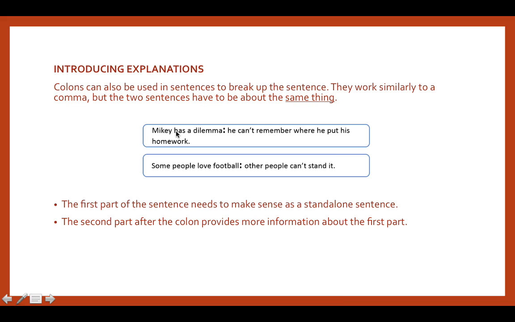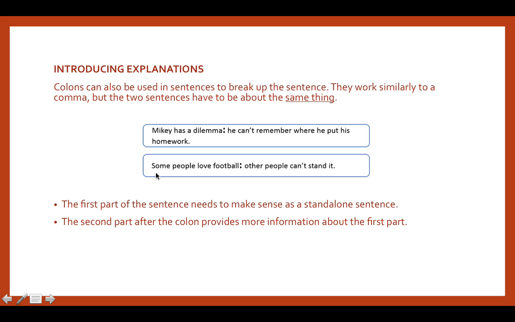Mikey has a dilemma: he can't remember where he put his homework. The colon is used to emphasize the main clause, which is the first bit here, and then adding extra information afterwards. So here is the second example.